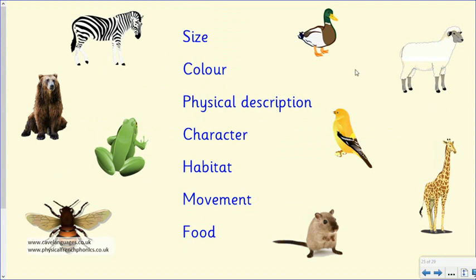So now your turn. You're going to think about which animal. These are just a selection. Any animal you like. And you're going to describe its size, its colour, its physical description. Has it got a tail, a beak, its character, where it lives, how it moves, does it swim, does it walk, does it fly, and the food that it eats. Again, you'll probably want to come back to this to make sure you've included everything.